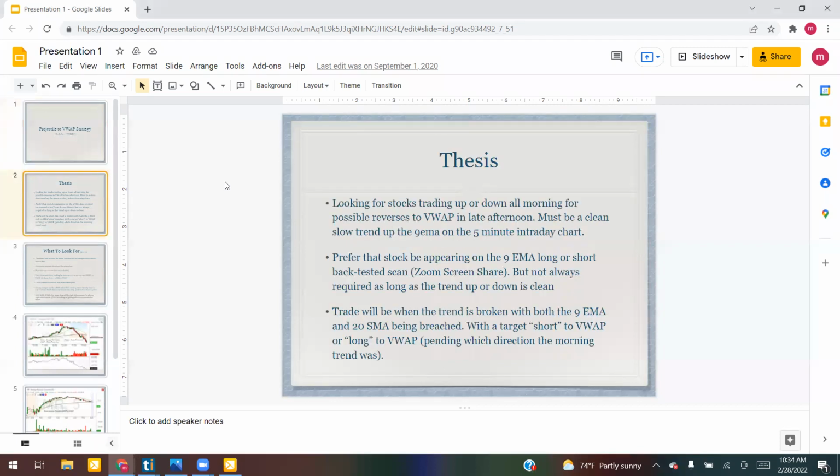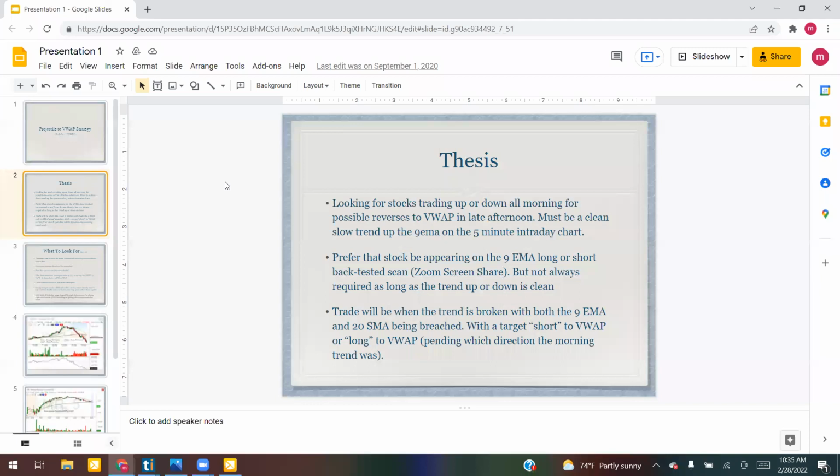We're looking for stocks that are trading up or down all morning for possible reverses to VWAP in late afternoon. Must be a clean, slow trend up the 9 EMA on a 5-minute intraday chart during the morning, or a slow ride down. We prefer, and I'm going to go over this chart again, let me just read through it. We prefer that the stock be appearing on a 9 EMA long or short backtested scan. Doesn't have to, but we prefer, but not always required as long as it's trend up or down.